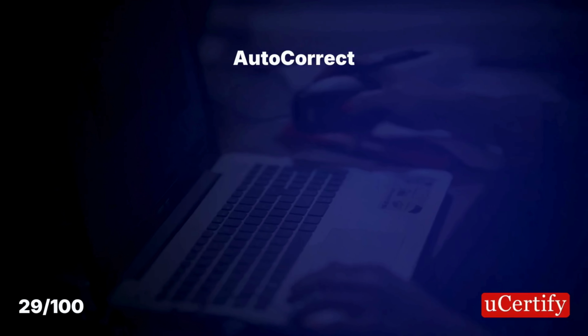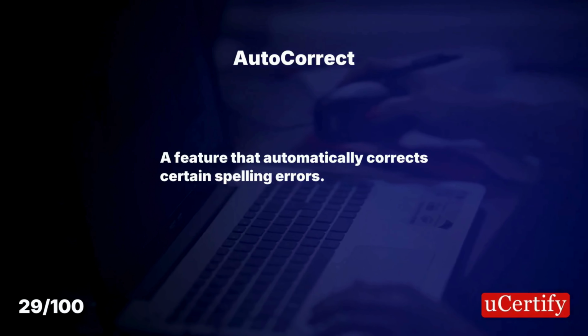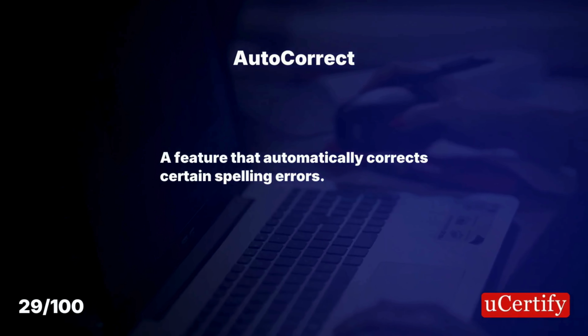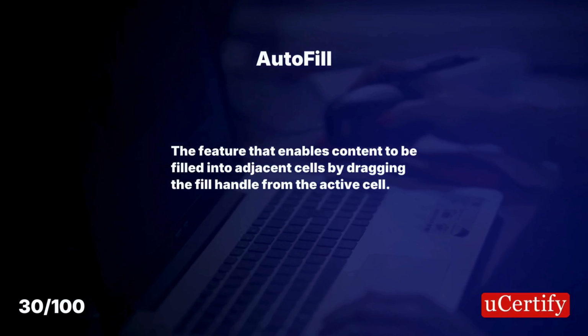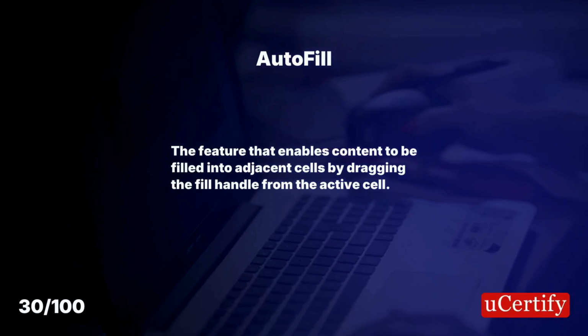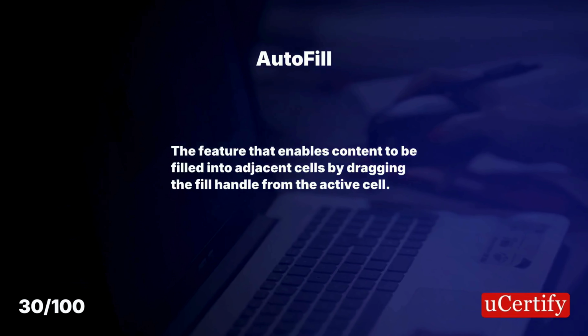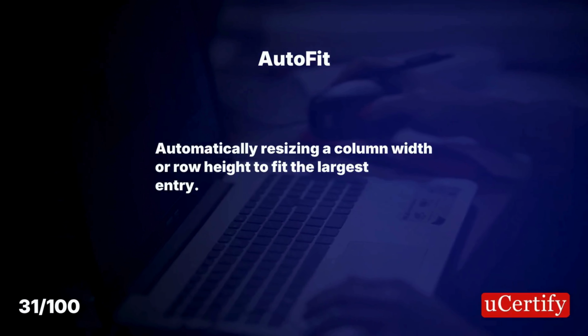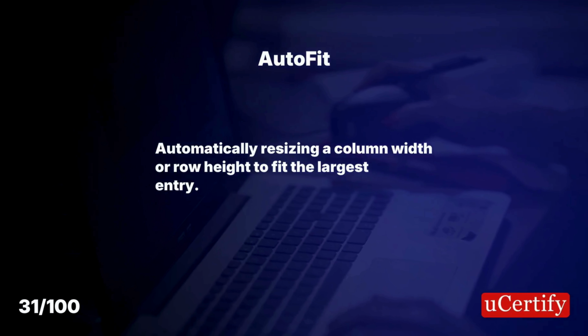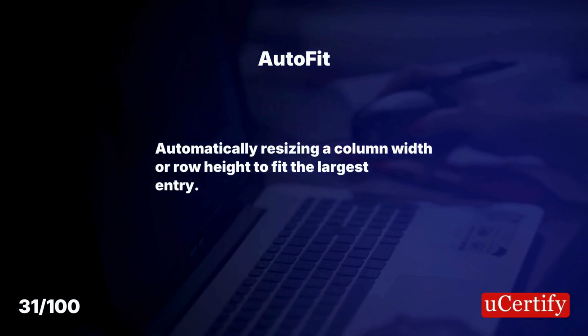Term: autocorrect. Definition: a feature that automatically corrects certain spelling errors. Term: autofill. Definition: the feature that enables content to be filled into adjacent cells by dragging the fill handle from the active cell. Term: autofit. Definition: automatically resizing a column width or row height to fit the largest entry.